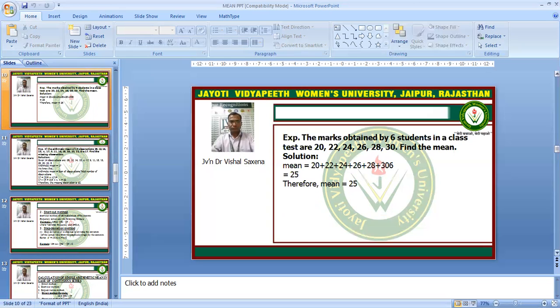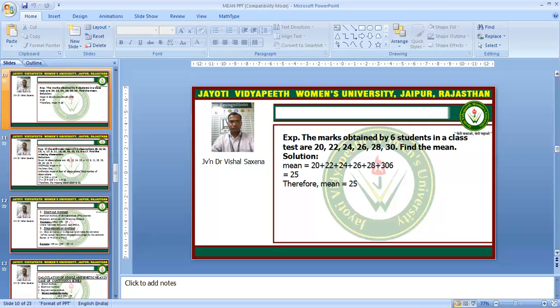One more example we take. In this example we are given that the marks obtained by 6 students in a class test are 20, 22, 24, 26, 28, and 30. So there are 6 students in the class, and we are given the marks obtained by the 6 students. The question is to find the mean marks.